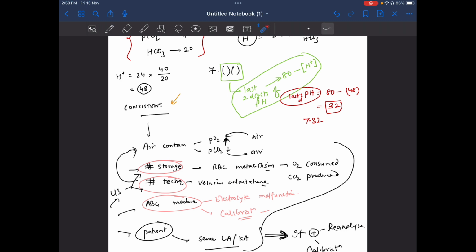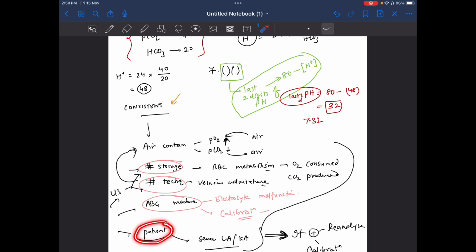So if we talk about the ABG machine, the problems could be electrolyte. I mean, the electrolyte within the ABG. Malfunction of those electrolytes can be there, which can lead to wrong ABG values. And then the calibration may not be accurate in the ABG machine. That is why the ABG machine needs to be recalibrated at regular intervals. All right, so that is the ABG machine.